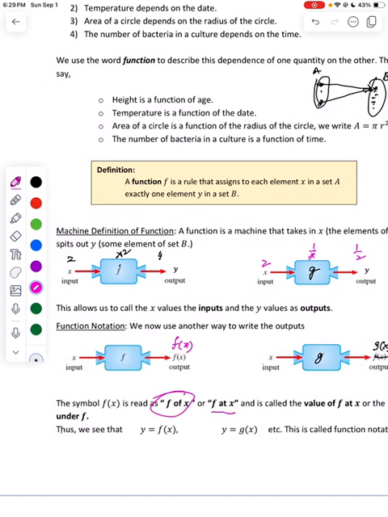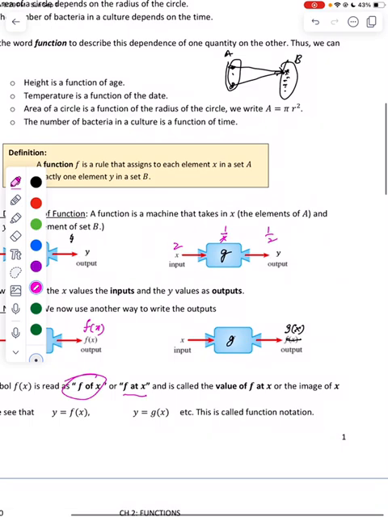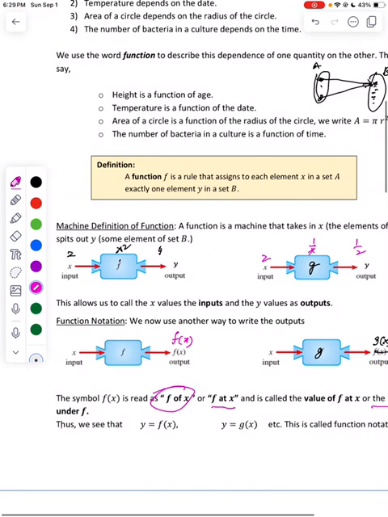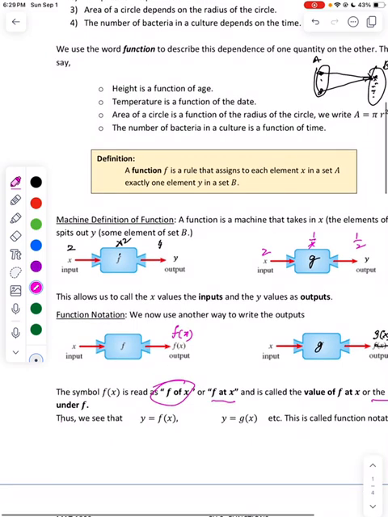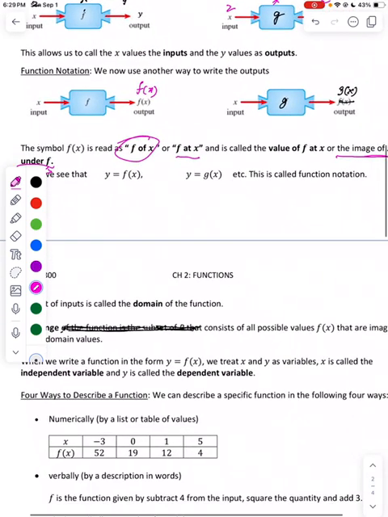Or another way of saying it is the image of X under F. So we often say Y is equal to F of X. Our function is Y is equal to F of X. So if our machine is named G, then we will say our function is Y is equal to G of X. So this is called function notation.